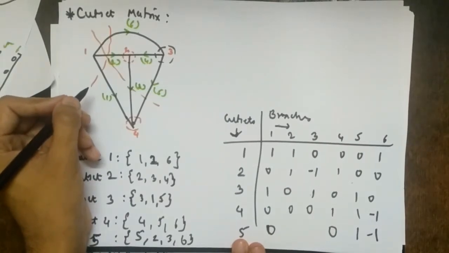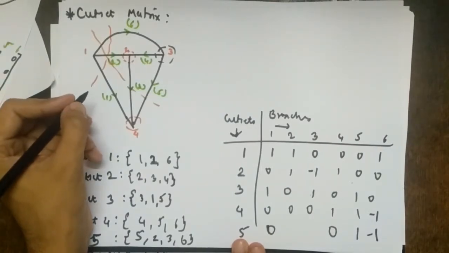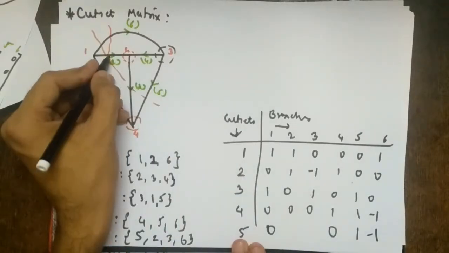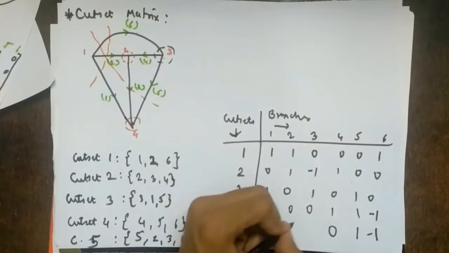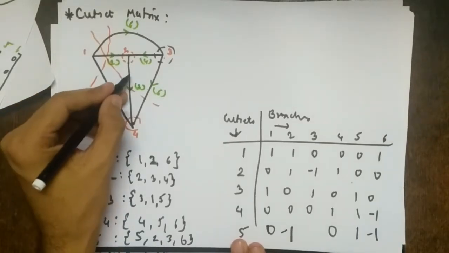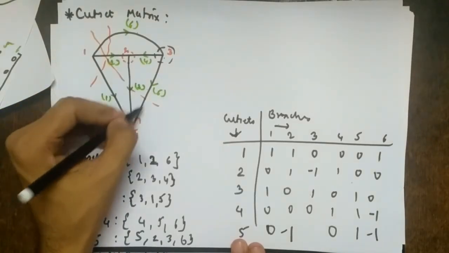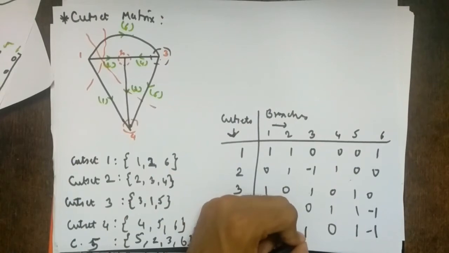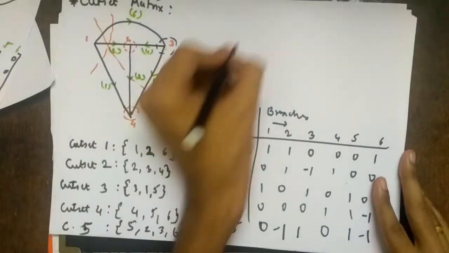Then branch 2 is also going towards, right? It is going towards node 3 from 2. So also minus 1, right? Then branch 3, it is going in the same direction towards 3. So it is plus 1, right? So then next cut set.